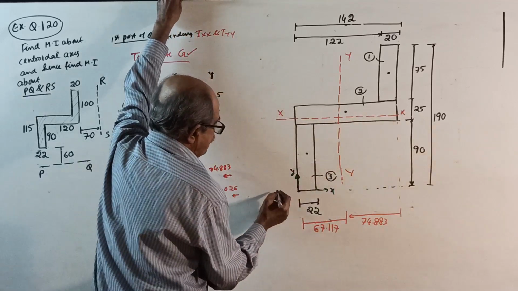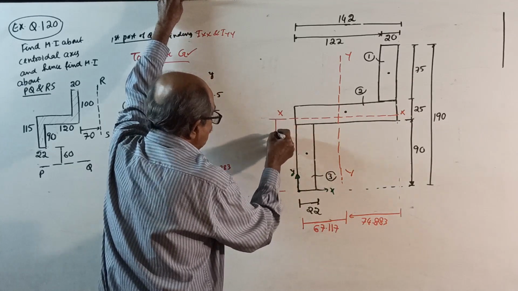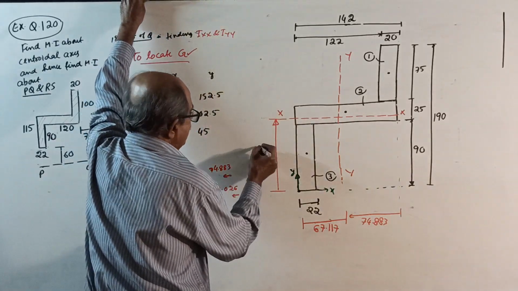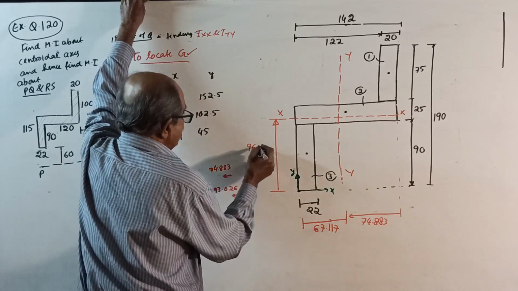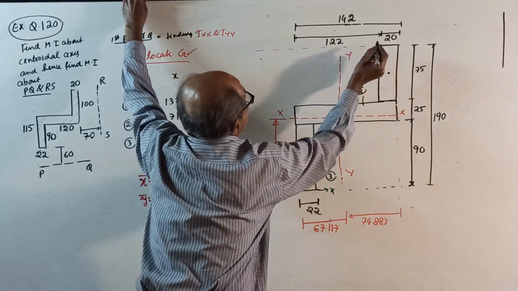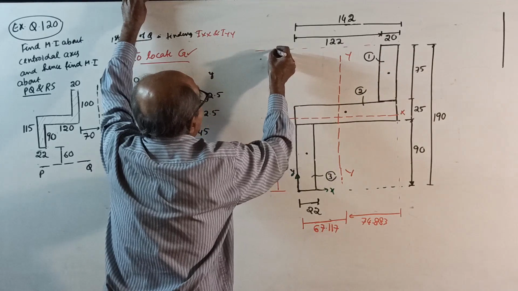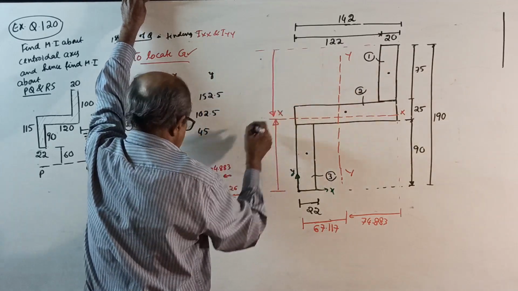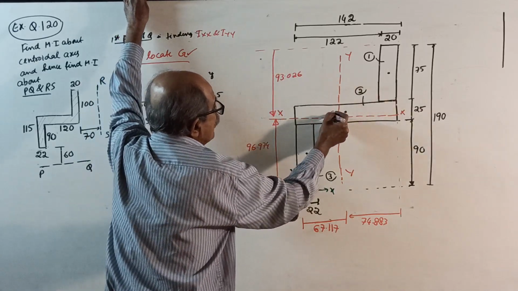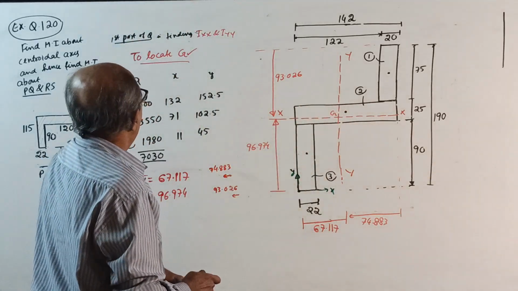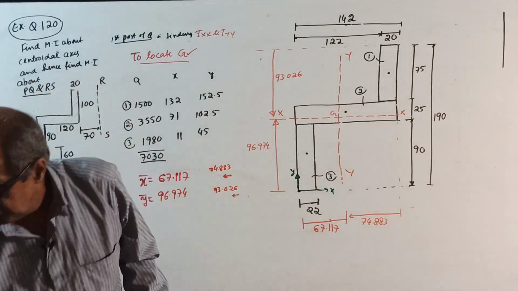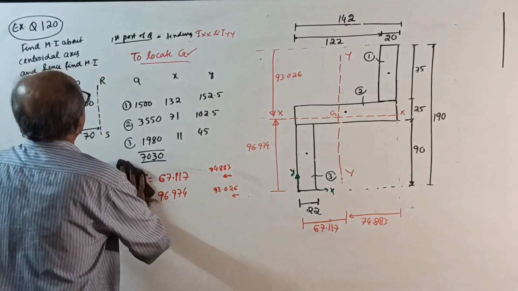XX: from the bottom edge up to here, Y bar is 96.974. Calculate from the topmost edge, from there it will be 93.026. So right here we completed the formality. We located the centroid and marked XX and YY. Now we will calculate the moment of inertia. One minute, I'll continue now, not pausing the recording.